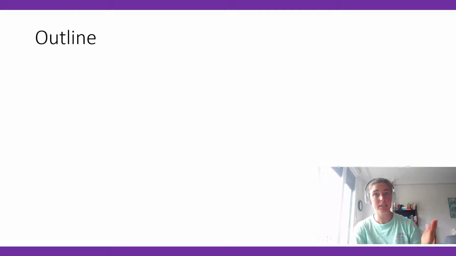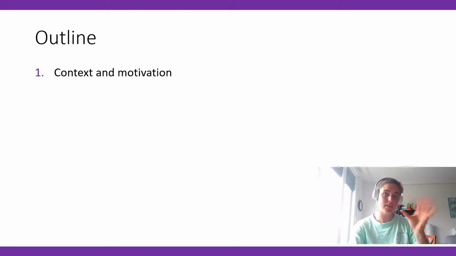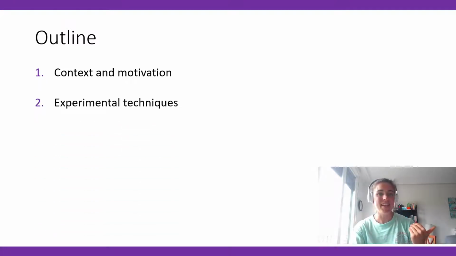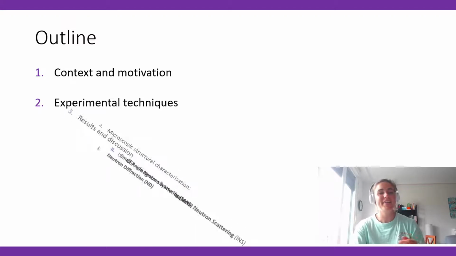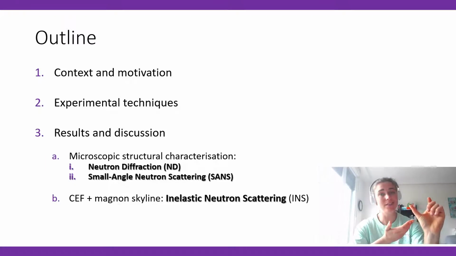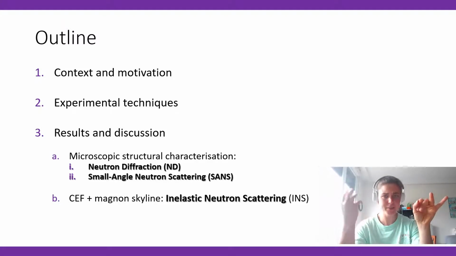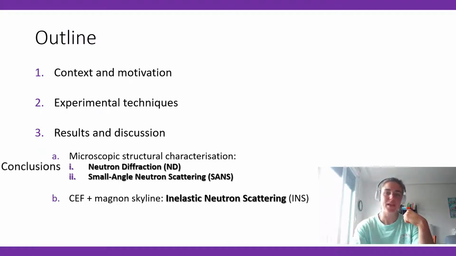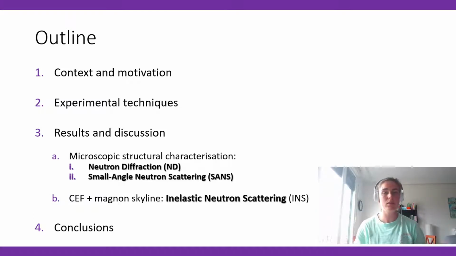The outline of this presentation is going to be the following. First, I will briefly set the context and motivation of our research. Then I will also briefly explain the main experimental techniques related to this work, which of course are related to neutrons, and I will then spend most of the time of this presentation discussing the main results achieved in this study. The results have been split in two parts. On the one hand, we have evaluated the static magnetic structure by means of neutron diffraction and small angle neutron scattering. And on the other hand, we have evaluated the dynamic magnetic structure by means of inelastic neutron scattering. Then, of course, we will finish by citing the main conclusions of this work.